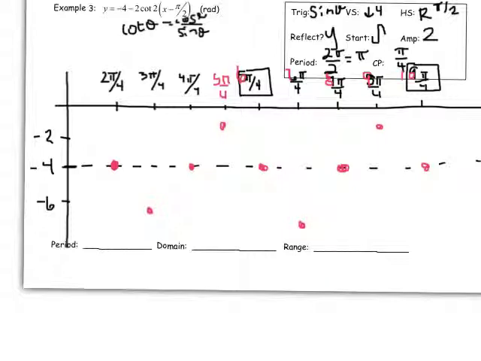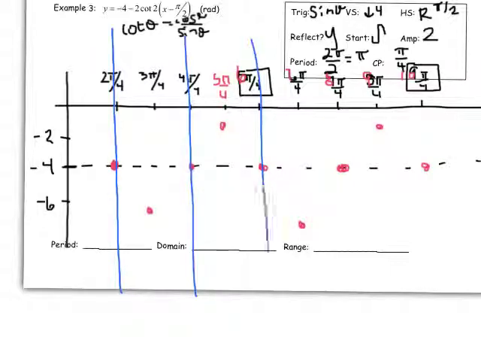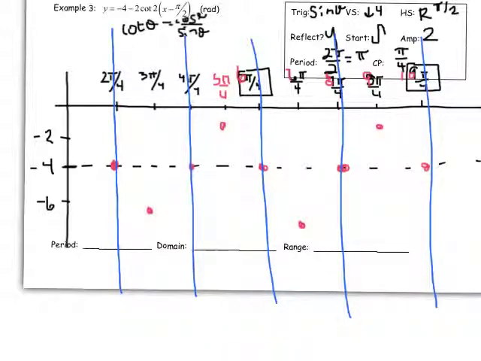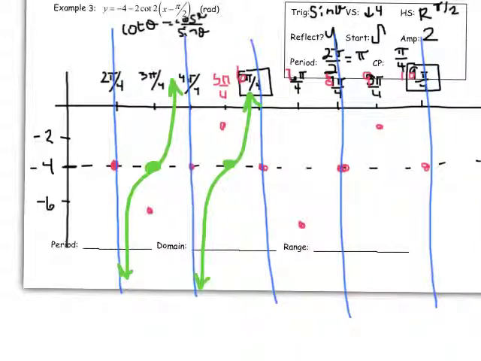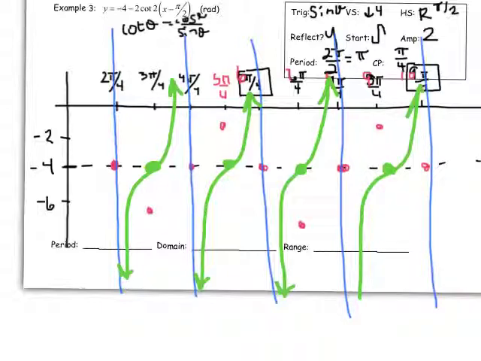Okay, cotangent has a vertical asymptote here, here, here, here, and here. And cotangent typically decreases, but because this cotangent is reflected, I'm actually going to increase. And I'll land here, here, and here. And that's it for cotangent.